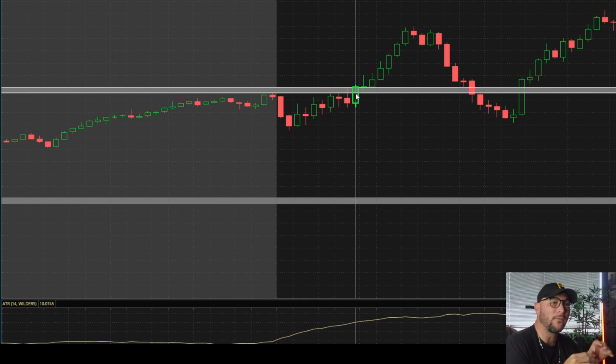So what I'm looking for is a break. Okay, I want us to break out of that zone. And as soon as we break out of that zone, I don't want to just jump into the trade because there could be that pullback. So I have two ways to enter this trade.